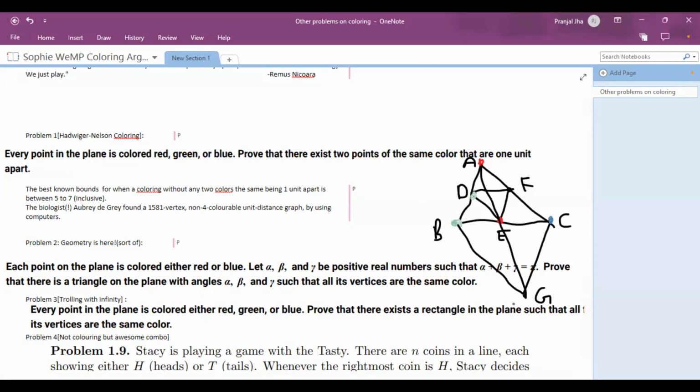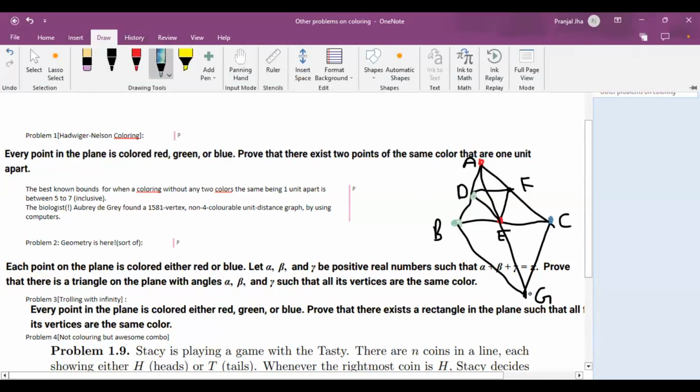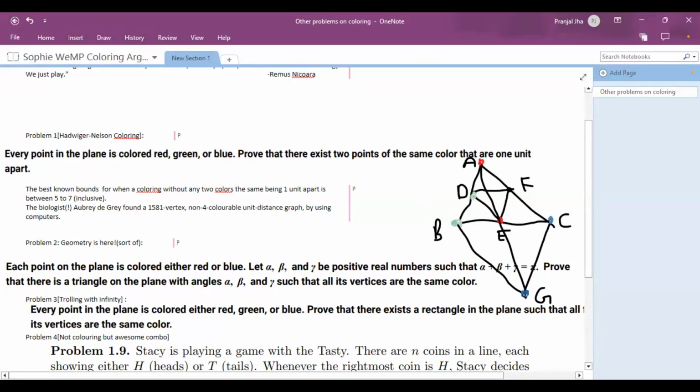So I was about to ask, what's the color of G? Then I expected to hear some reds and some blues, but we just found a contradiction. So E is the midpoint of AG. So G has to be blue, right? Because this is red, so this has to be, like we just said, the midpoint of any two... If this were red, then the midpoint has to be blue, but that's not the case. So now triangle BCG is all blue, and it has angles alpha, beta, and gamma. So that's a contradiction.